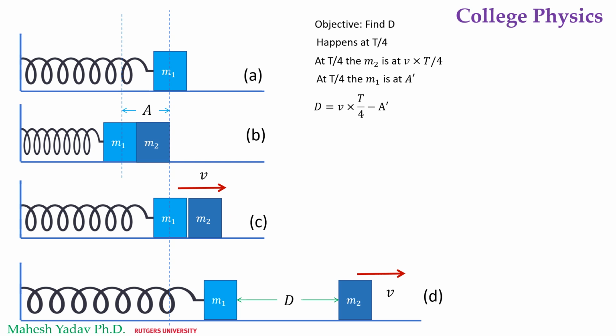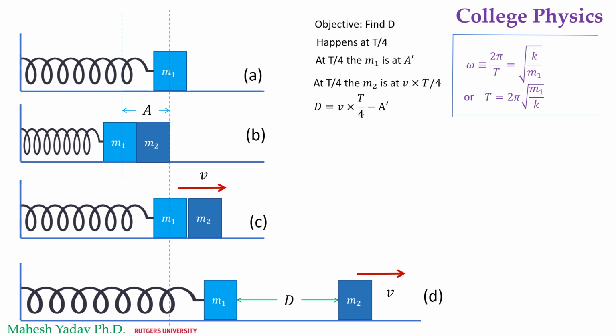Now, the new angular frequency is the square root of k by m1, and not m1 plus m2. Why? Because m2 has separated. The angular frequency is also 2 pi by the time period. So we can find the time period. This time period can be used in the calculation of d.